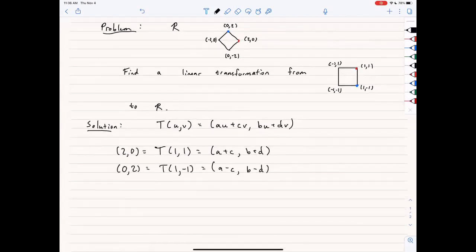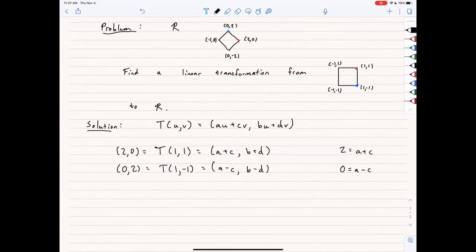And so these are actually 4 equations in 4 unknowns, and they're linear equations, but you can sort of break them up into 2 sets of 2 equations in 2 unknowns. In particular, if we just look at these x coordinates, we'll get these 2 equations. We get 2 equals A plus C, and 0 equals A minus C.